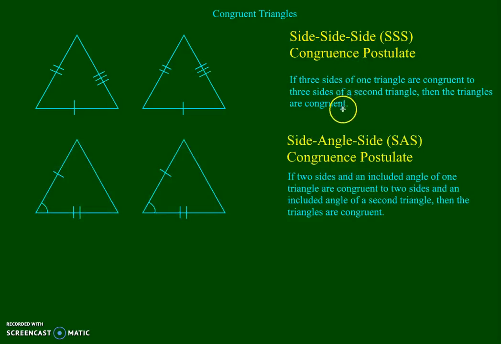The second postulate is the side-angle-side congruence postulate. It says, if two sides and an included angle, the angle between the two correspondingly congruent sides. And so if two sides and an included angle of one triangle are congruent to two sides and an included angle of a second, then those two triangles must be congruent. And so likewise with side-side-side, we can see that if this side is fixed, and this angle is fixed, we have no way to change either this angle, this side, or this angle without altering one of these.